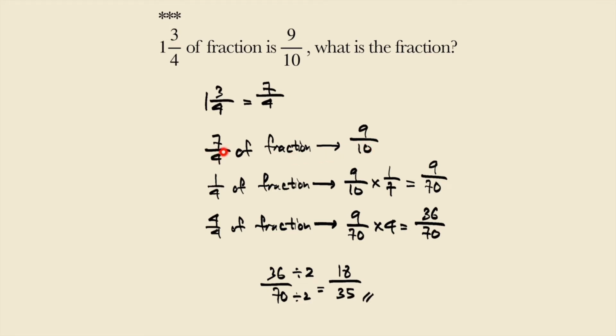Now let's think of this as 7 units. Okay, what do we normally do? We find 1 unit, don't we? So we're going to divide by 7 to find 1 unit. Now what is 9/10 divided by 7? It is 9 over 70.